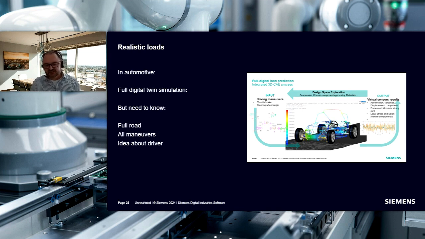You still need to know a lot of things. If you have an automotive application, you need to know what is really the road I'm driving on. You need to know how the driver is acting, so you need a driver model, and you need to know all the maneuvers. And this is something which in the automotive industry is running quite well, and you have all the tools to do that. But in many cases, this is not really realistic.